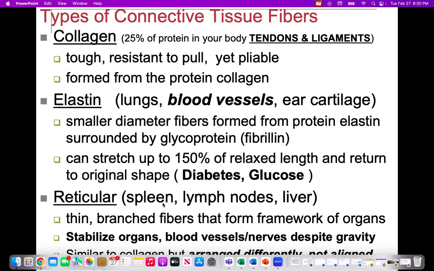Reticular fibers are thin branched fibers. They make up the framework of most of the organs in the body. They help to stabilize them and hold them in place. If you look at the dorsal surface of your hand, you can see you have veins there, and the veins are held in place by these reticular fibers. You can shake them and move them around, but they're held in place. Your organs, your liver, your kidneys, are pretty much structurally sound and held in place due to these reticular fibers.